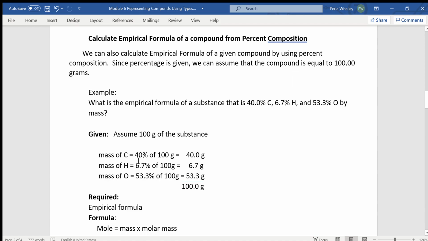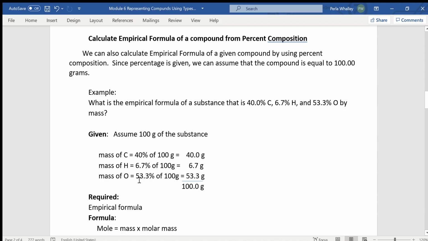40% divided by 100 to convert this percentage to decimal and to remove the percentage sign. So 40 divided by 100 is equal to 0.4 times 100. That would be equal to 40. We just add a decimal and a 0 to show the decimal point. Mass of hydrogen, 6.7%, divide this by 100, it will become 0.067 times 100 is equal to 6.7 grams.